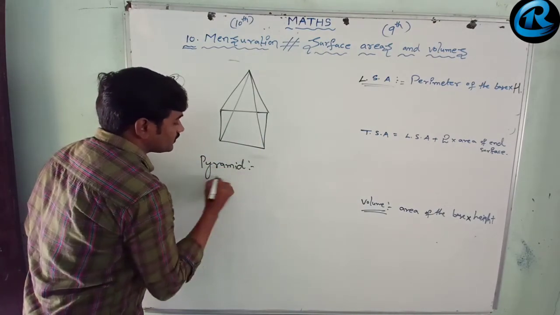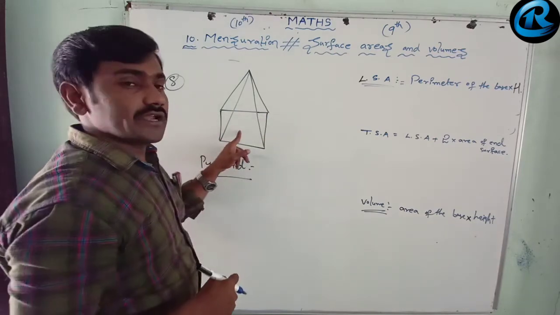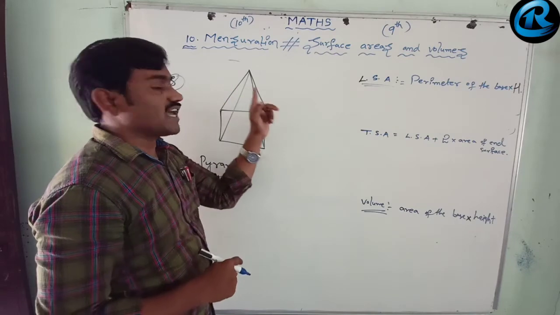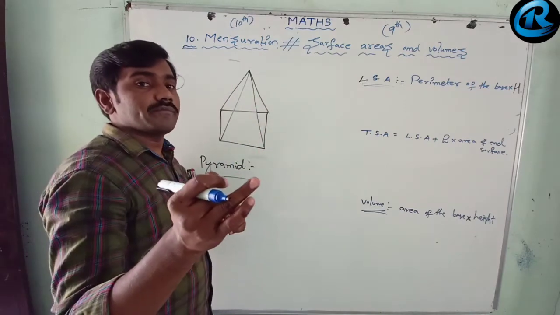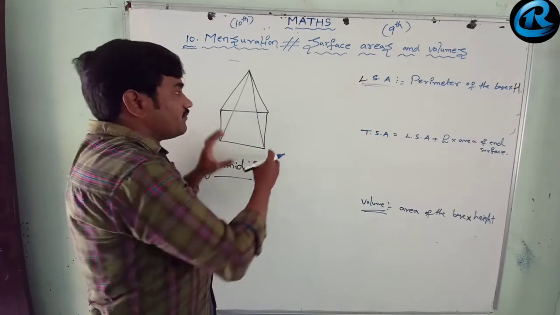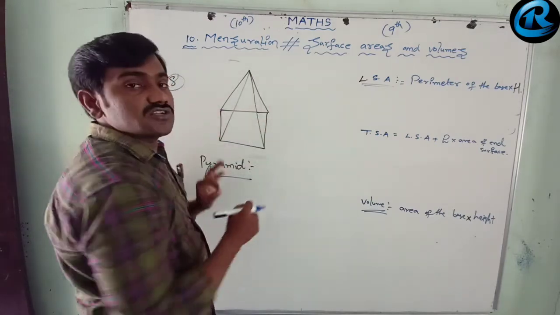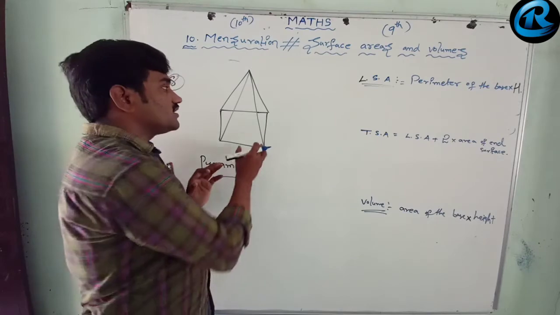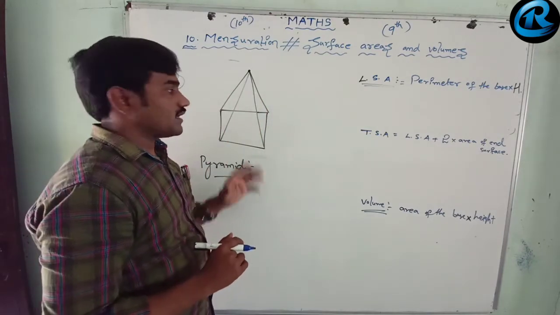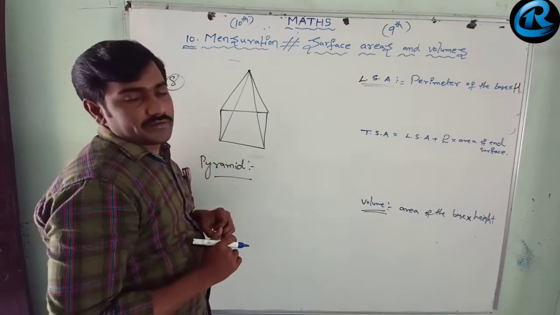A pyramid has a base as a regular polygon, and the remaining lateral surface areas are triangles. That is called a pyramid. The base is a regular polygon and the lateral surface areas are triangles, and all of these have a common vertex at the top. It has a common vertex. It is a square pyramid.